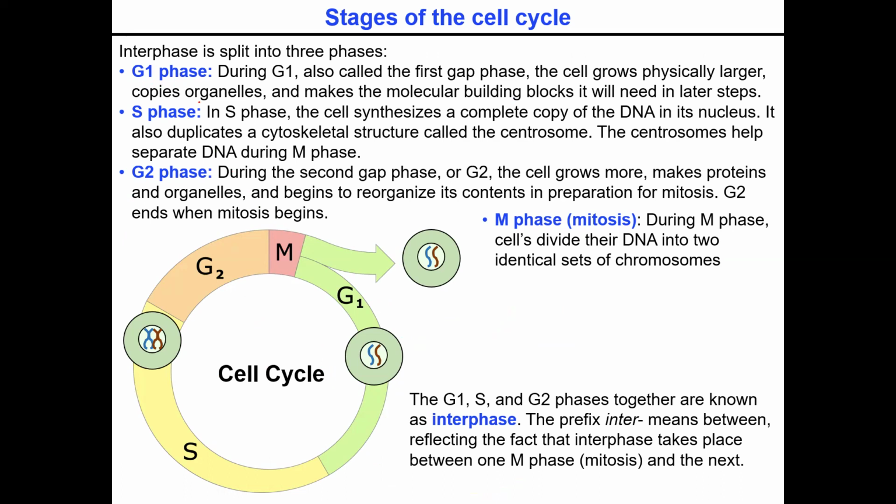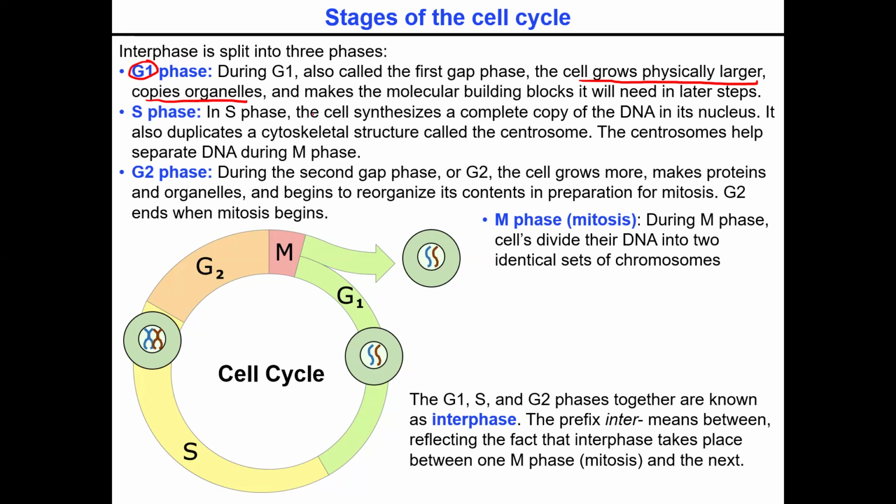Now, when it comes to our G1 phase, all that's happening here is that the cell is physically growing larger. It's going to copy its organelles, and it's going to make the molecular building blocks it needs for later steps. So think about our G1 phase as a getting-ready phase. It's getting ready in preparation to go through cell division.